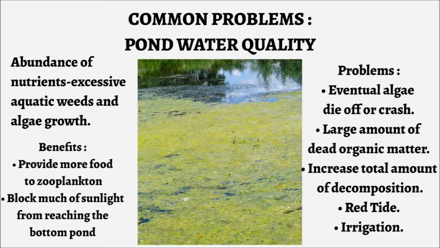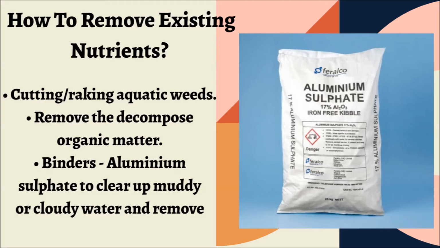The benefit of the algae is it provides more food to zooplankton and blocks much of the sunlight from reaching the bottom of the pond. But then the problem is the eventual algae die off or crash, and a large amount of dead organic matter increases the total amount of decomposition. We can remove the existing nutrient by cutting or raking aquatic weed, or removing the decomposed organic matter, or using aluminium sulfate to clear up the muddy water.